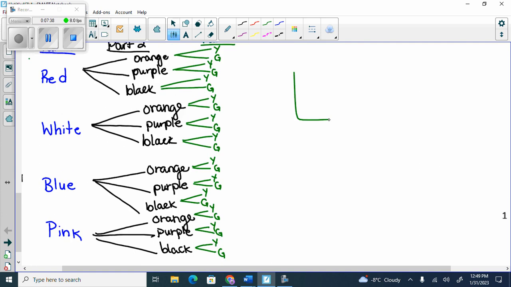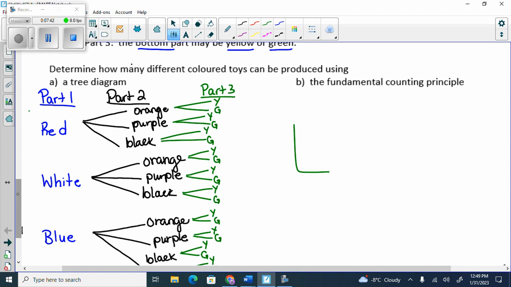This blank, awesome. See, the board's so great to me. So this blank, ignore that. This blank is part 1. And this blank here, when you put a blank down, that means I'm choosing one thing. That blank means I'm picking one color for part 1. That's what that blank represents, okay?